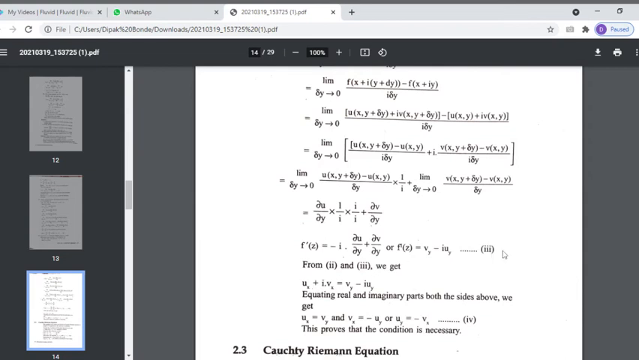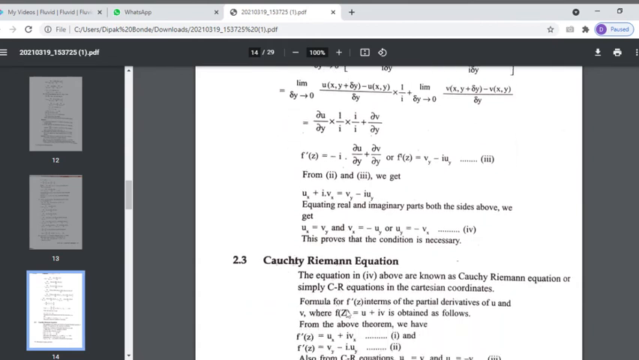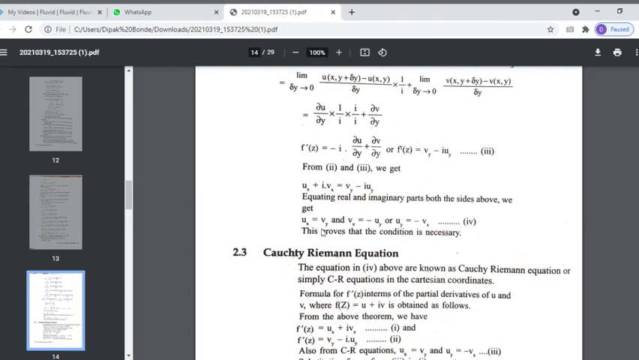This gives equation number 3. Since f'(z) exists, the limits are equal. So equating equation 2 and 3, we get u_x plus i v_x is equal to v_y minus i u_y. Comparing the real part with the real part, u_x is equal to v_y, and comparing the imaginary parts, v_x is equal to minus u_y. So equating real and imaginary parts, we get u_x is equal to v_y and v_x is equal to minus u_y. These are the CR equations, and this is known as the Cauchy-Riemann equations.